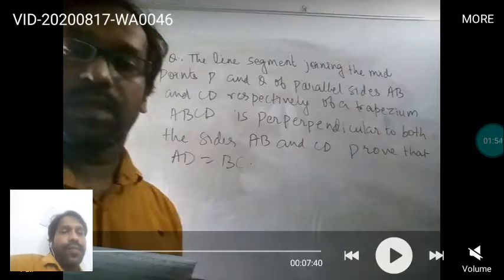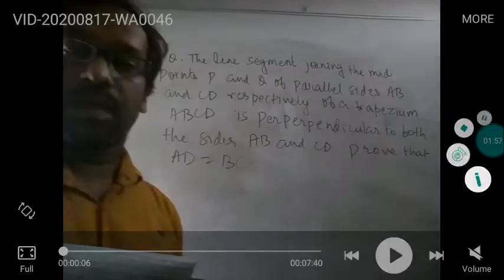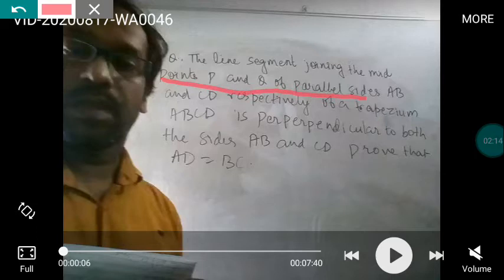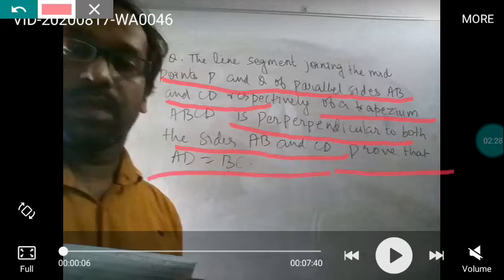In this question it is saying that the line segment joining the midpoints P and Q of parallel sides AB and CD of a trapezium is perpendicular to both the sides AB and CD. Then we have to prove that AD is equal to BC. Okay, so let us start.